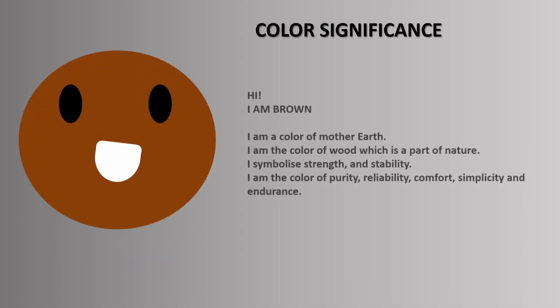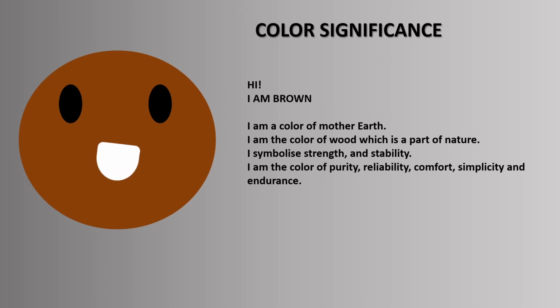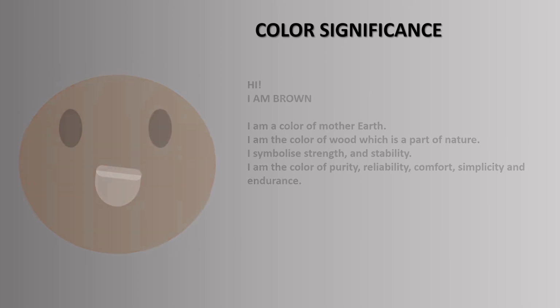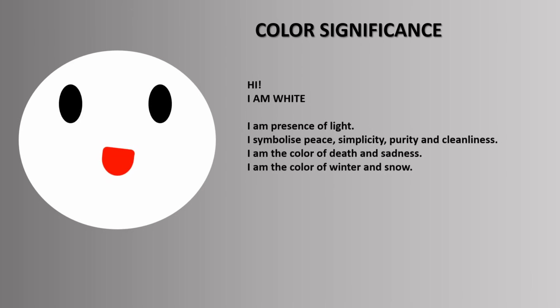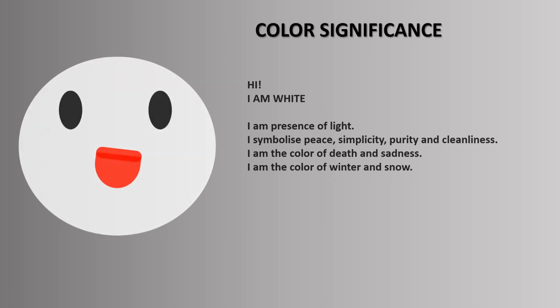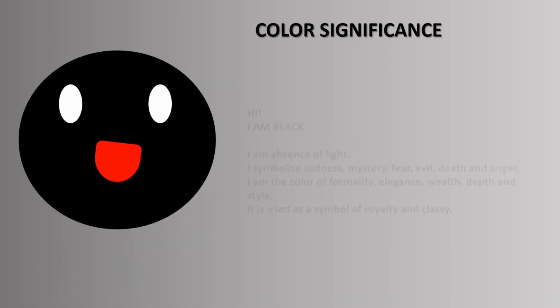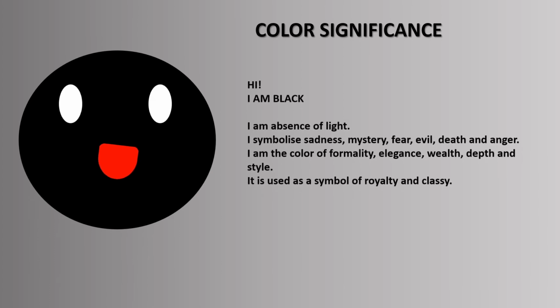Hi, I am brown. I am a color of Mother Earth. I am the color of wood, which is a part of nature. I symbolize strength and stability. I am the color of purity, reliability, comfort, simplicity and endurance. Hi, I am white. I am just the presence of light. I symbolize peace, simplicity. I am the color of death and sadness. I am also the color of winter and snow. Hi, I am black. I am absence of light. I symbolize sadness, mystery, fear, evil, death and anger. I am also used as a symbol of royalty and classy.